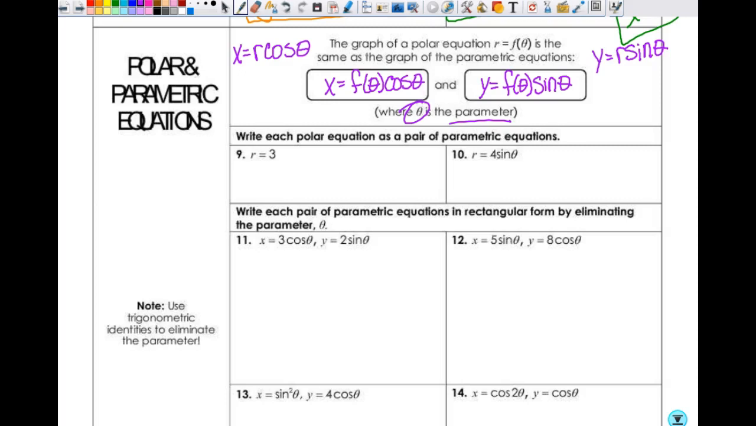It says write each polar equation as a pair of parametric equations. So we're going to take this one equation and split it up. Well, if x is equal to r cosine theta and r equals 3, then x equals 3 cosine theta. That's that one. And then I put 3 in over here, and y is equal to 3 sine theta, and that's it.